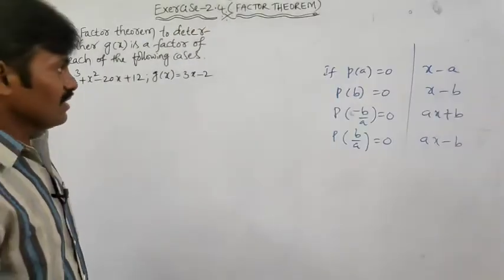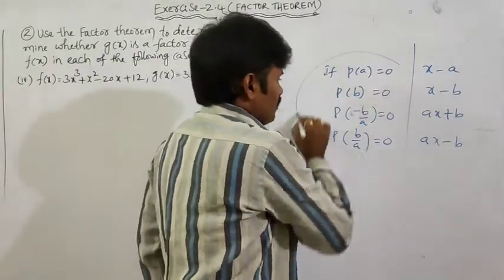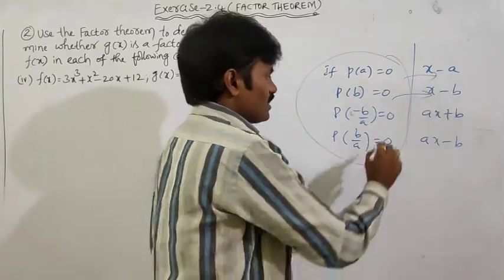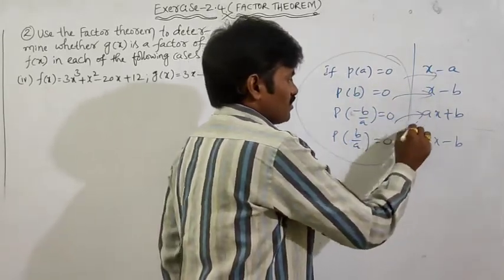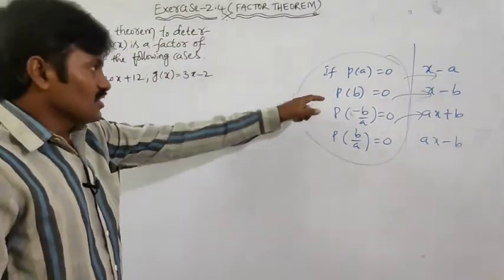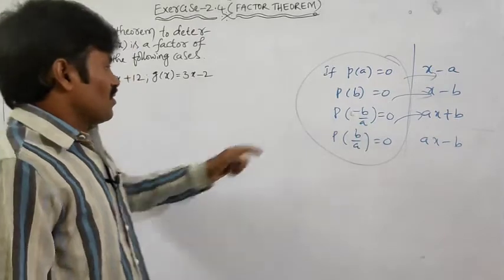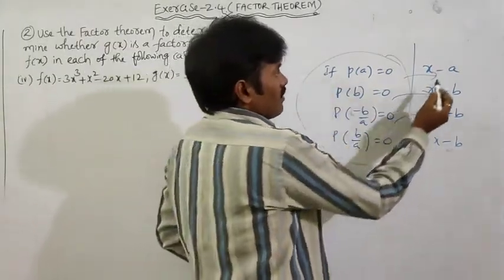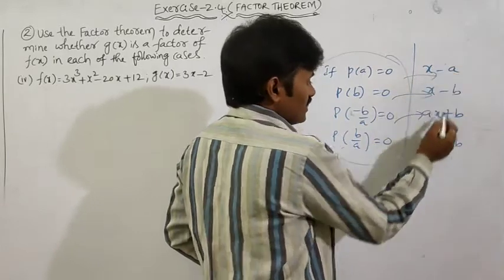Okay, like that. If p of a is equal to 0, then x minus a. P of b is equal to 0, x minus b. If p of minus b by a is equal to 0, ax plus b, like this. Now we have to check here what is a, b, minus b by a, b by a. These are the zeros of these linear polynomials.